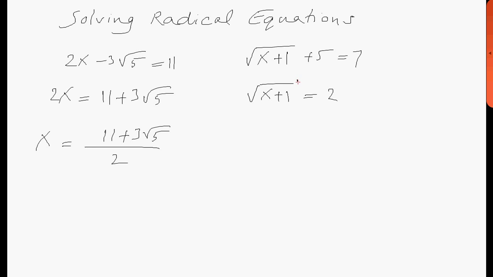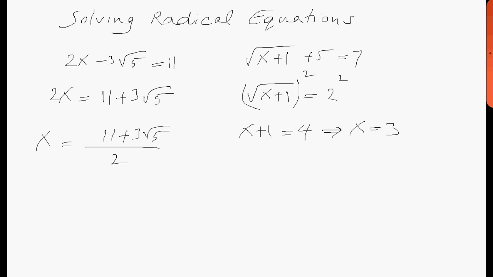So this side raised to the power of 2, and this other side also raised to the power of 2. Radical x plus 1 to the power of 2 is just x plus 1. And 2 to the power of 2 is 4, and now I have a linear equation to solve. This implies that x is 3.